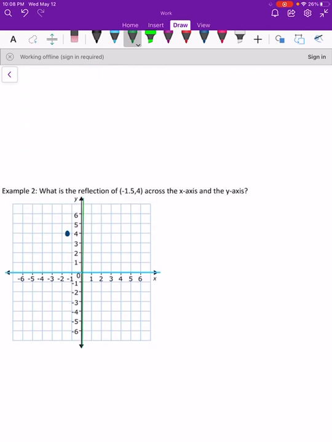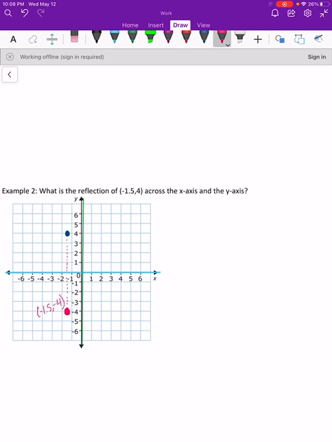Okay, it says, what is the reflection of negative 1.5 comma 4, it's already here in blue, across the x-axis and the y-axis? So I'm going to reflect, we'll do it in pink, this blue dot over the x-axis, which is the blue one. So it's like looking in a mirror. So it's going to go to that x-axis, and we're going to reflect it on the other side. So it's at positive 4, so down here it's going to be at negative 4, but it's still going to be at negative 1.5 as the x. So that's negative 1.5, negative 4.